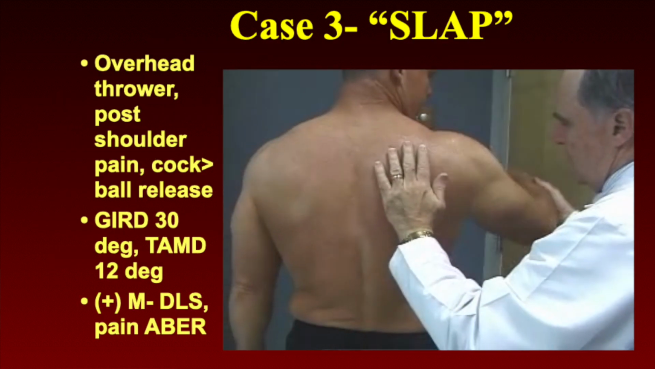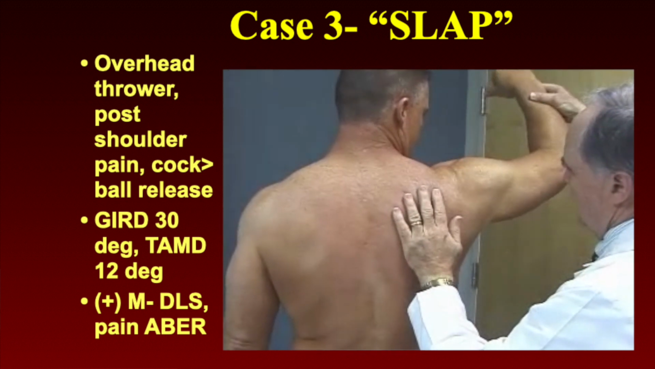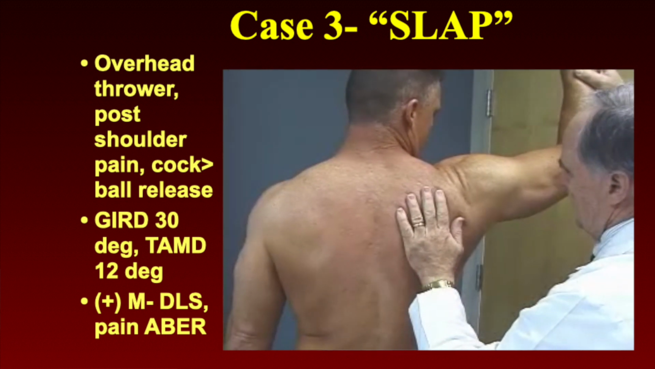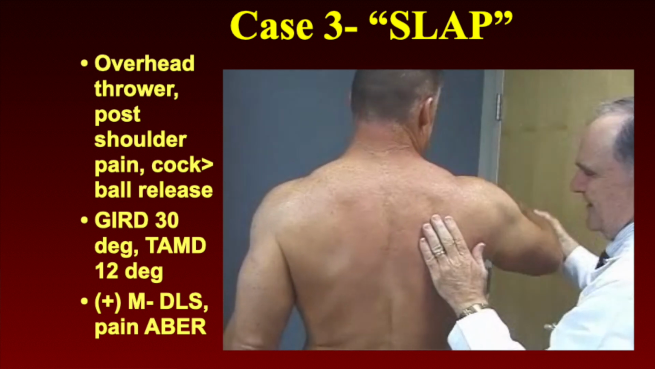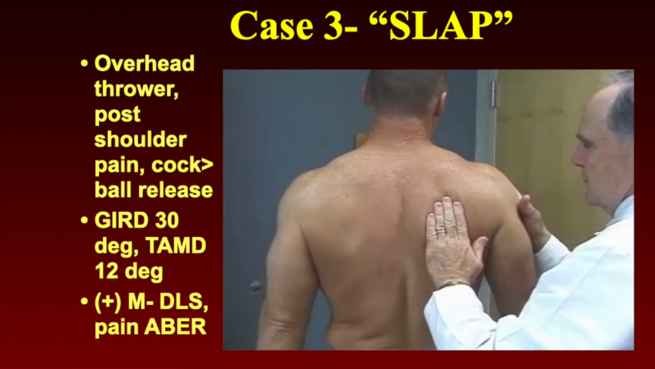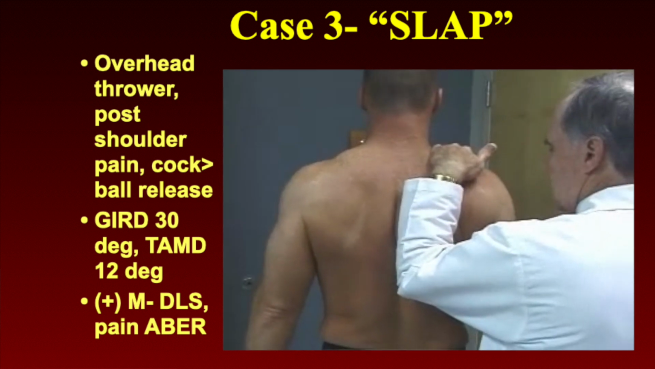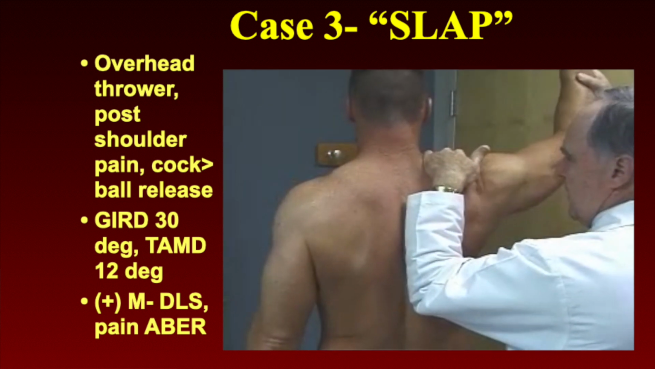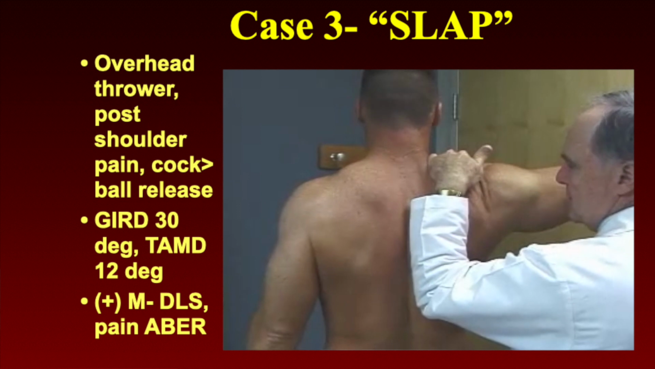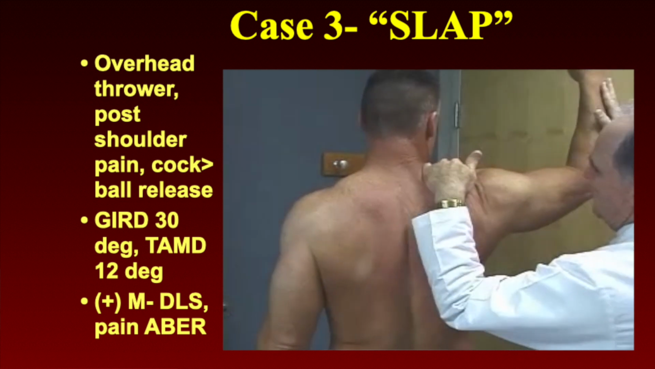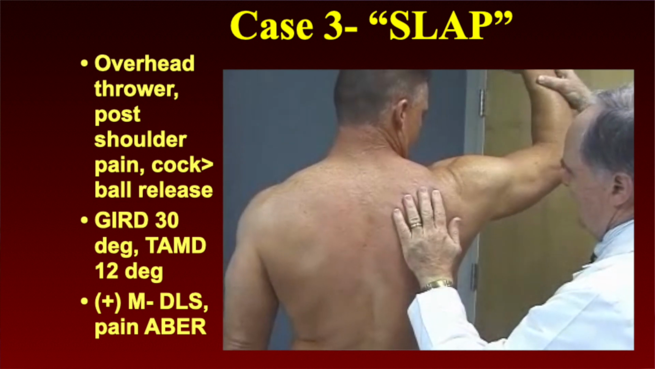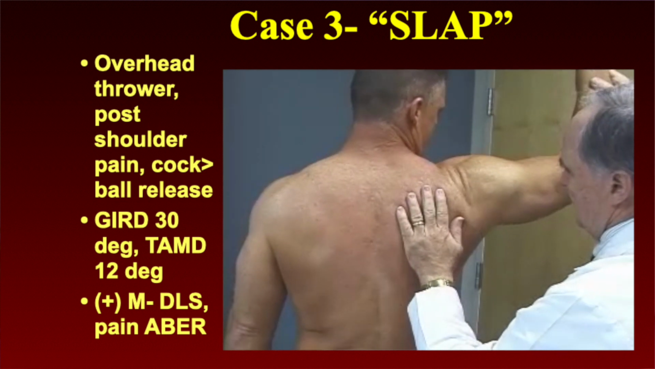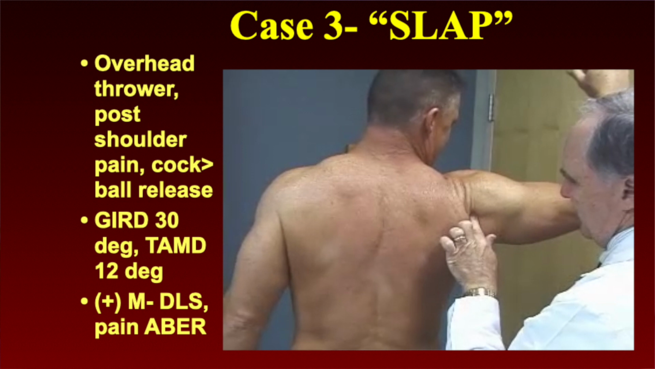So let's talk about case 3, throwers. This is a case of an overhead thrower with posterior shoulder pain from cocking to ball release. He has tightness of internal rotation, loss of total arc of motion, and symptoms of labral injury with a positive MDLS. So if you bring him into this position and do the modified DLS test, he has pain right in the posterior aspect of the shoulder, right where the internal impingement would be.